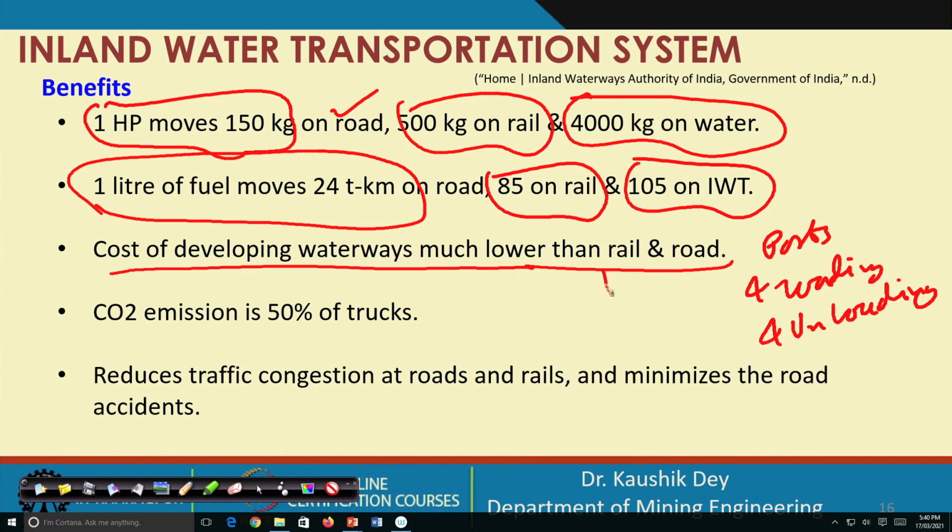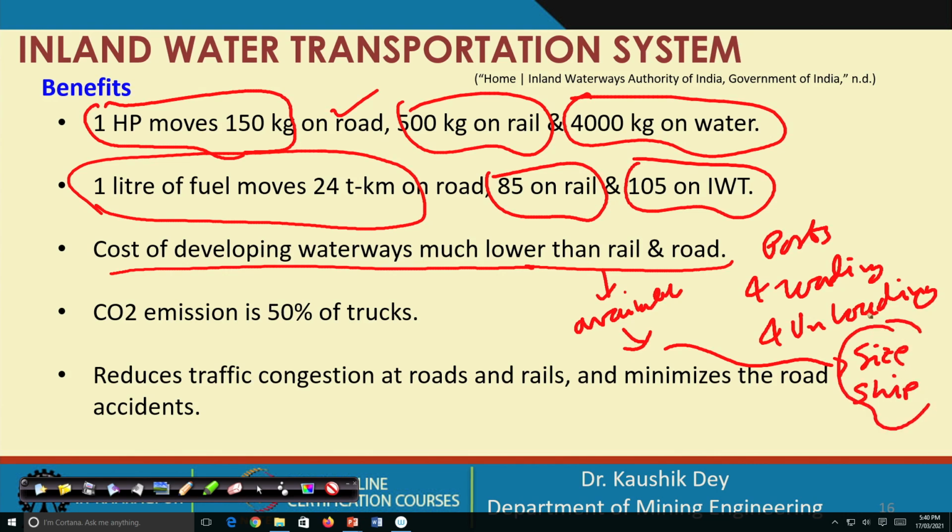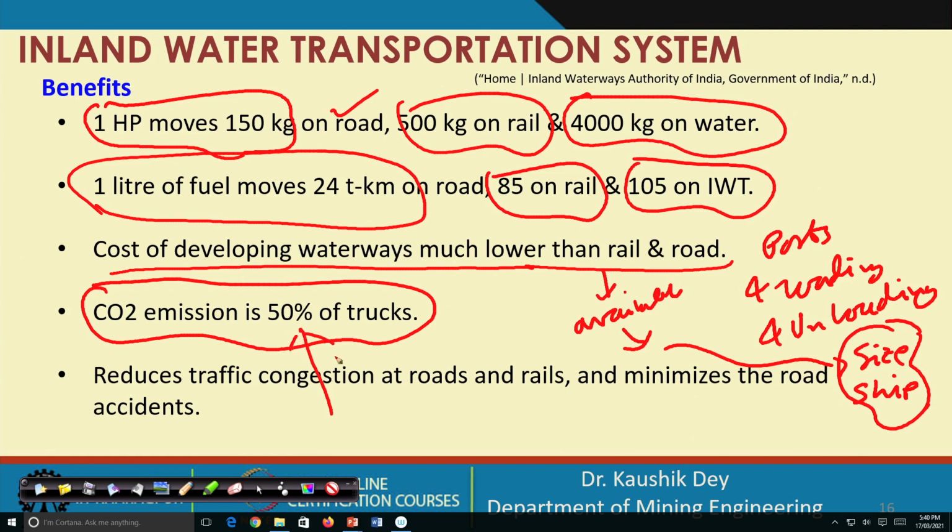Another important part is that the availability of water is very important, and depending on that, the size of your ship also depends on the availability of water. If we consider the emission of greenhouse gases, for the water transportation system it is almost 50% of the truck. So, that is why this is also a very efficient one.